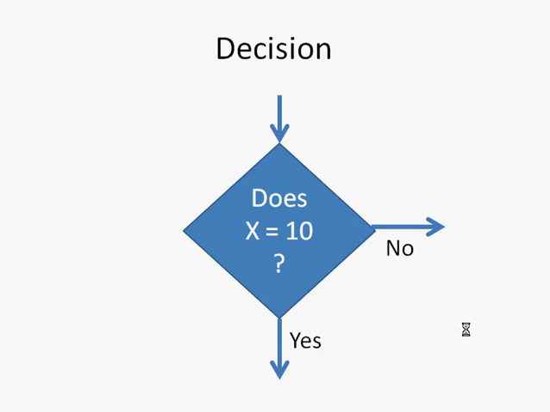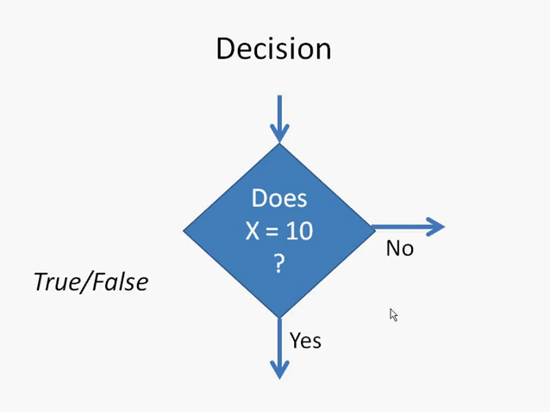So does x equal 10? If the answer is no, then the flow of the flowchart will go off to the right hand side and something will happen over here. If the answer is yes, x does equal 10, then the flow of the flowchart will go down and something will happen further down below. Other things that might get written on the two arrows are true and false, possibly.